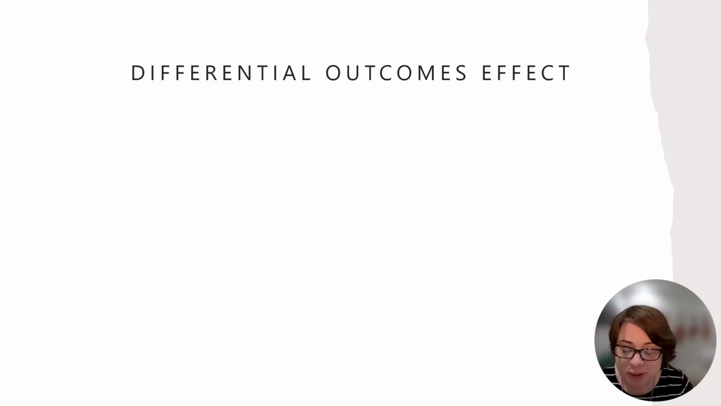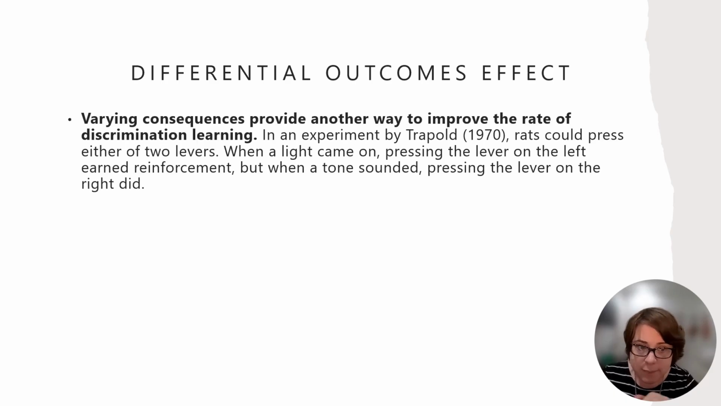So, thus far, we've talked about a number of different ways that learning theorists can manipulate conditions so that animals learn to make some kind of discrimination more quickly, right? So, one of the ways we can do this is by varying the nature of the consequences. And this is a way to improve the rate of discrimination learning, right? So what do I mean by that?